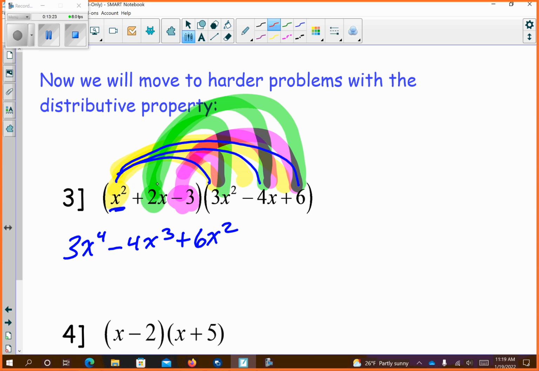Okay, let's change color. Now I'm going to take the negative 2x times 3x squared. 2x times 3x squared is 6x to the 3rd. Good. Then I'm going to go 2x times negative 4x. What's 2x times negative 4x? Negative 8x squared. Good. And then I'm going to go 2x times 6, and I'm going to get 12x.